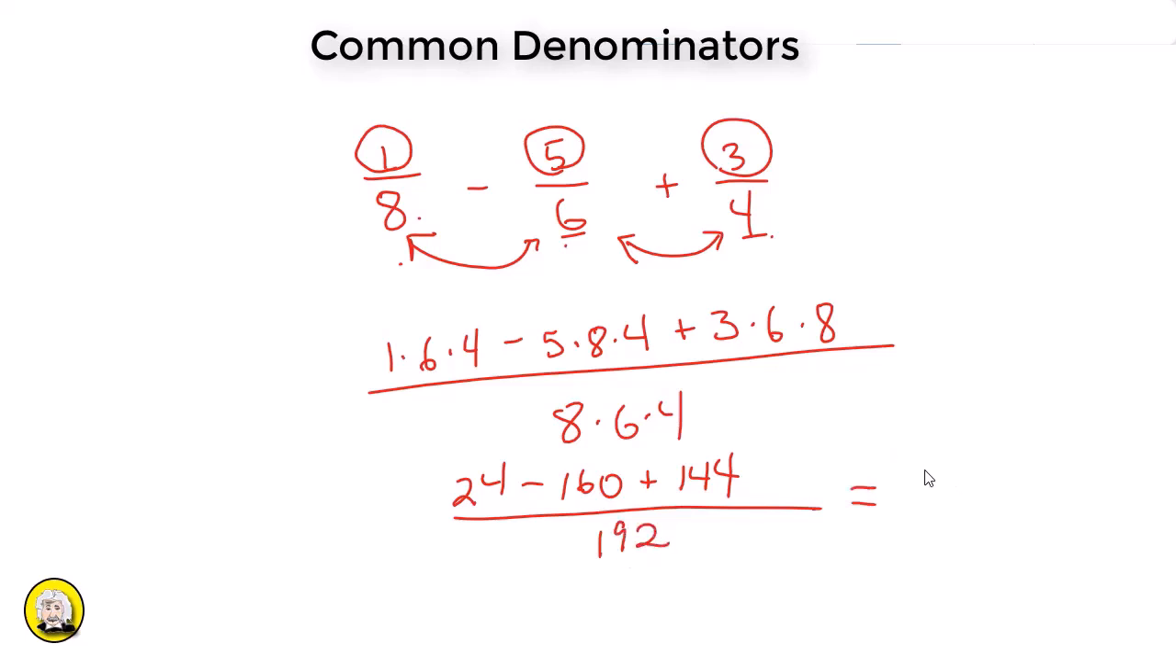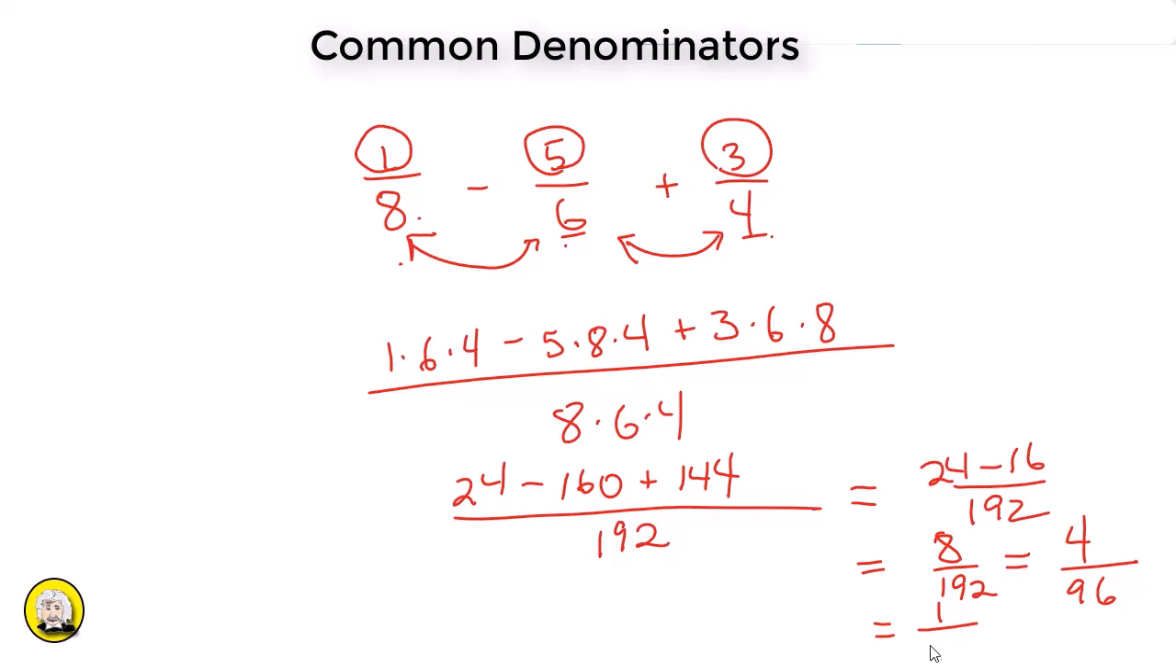And that in turn equals 24 minus 16 over 192, which equals 8 over 192, or 4 over 96. And that, in turn, can be reduced to 1/24. And that's my solution to my fraction summation with common denominators.